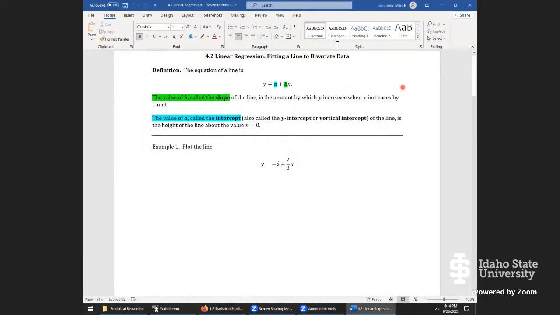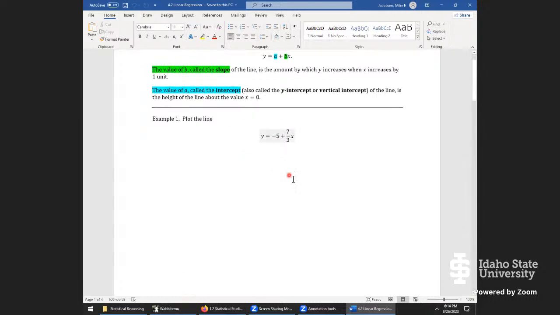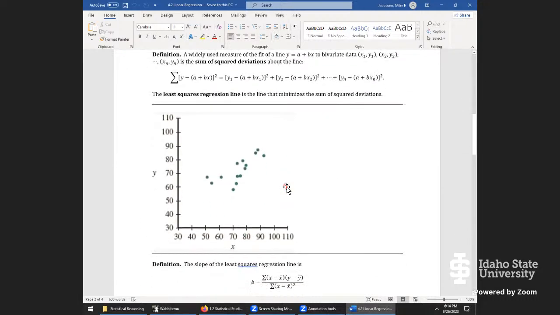And here we are finally in section 4.2. Let's take a tour of the notes just so you can see what's going to go down on here. The first example, example 1, is really not statistics. Think of this as just a warm-up. We're just getting used to dealing with lines. Then when you get to here, this is going to be my attempt to explain what we even mean by least squares regression line.